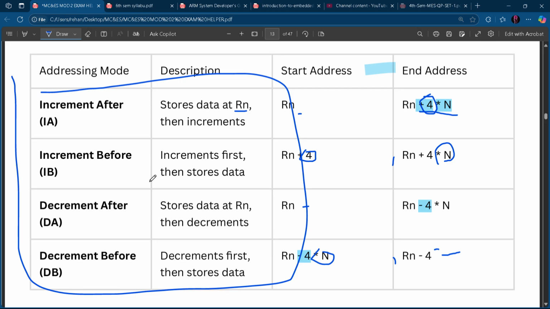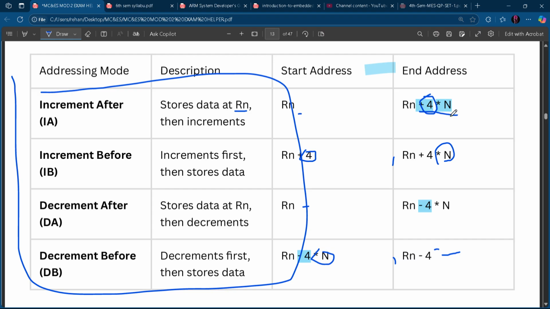Here it will first increment then store, decrement after. It will store then decrement. First it will decrement then store. So see here, first, starting, it will be just Rn. Once, at the end, it will be incremented. Just incrementation. Why is star n happening?